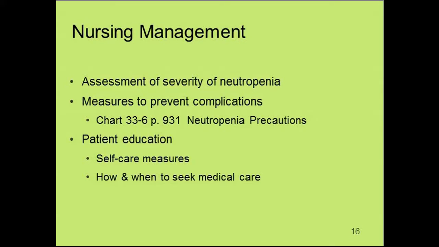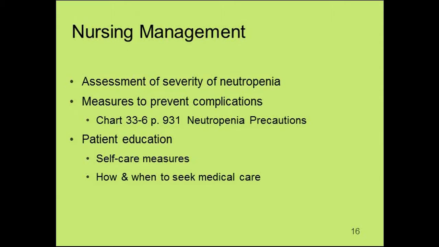Nursing management, of course, is assessment. We're looking at the signs and symptoms that are going to indicate how severe this neutropenia is. We're going to be looking closely at our CBC, following levels, seeing how our treatments are working, if those levels are coming up. We're going to be taking active measures to prevent any kind of complication, any infection, especially sepsis.